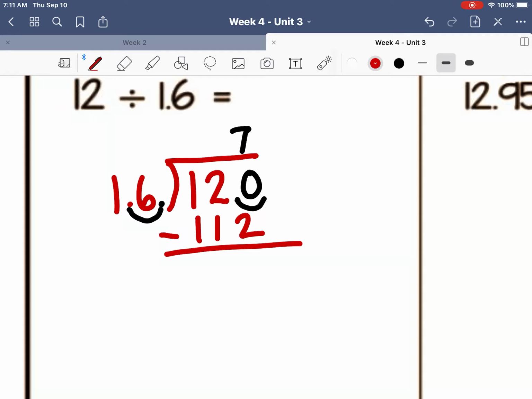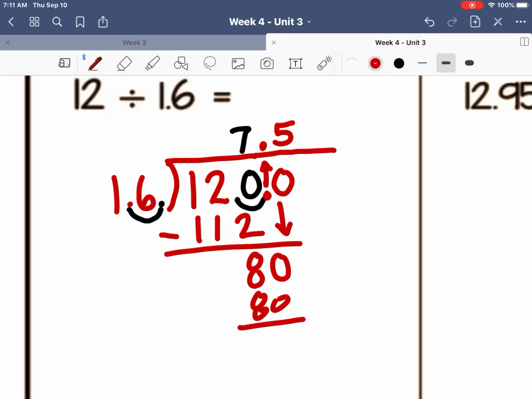So 120 minus 112 is 8. I'm in 6th grade. I no longer am allowed to have remainders, so I must add another 0 and bring that down. And 16, oh, but don't forget your decimal is right here in both places, so you must move that decimal up to the top, right there in the same place. Place value is everything, guys. 16 goes into 80 5 times, because 5 times 16 is 80, and I'm done.